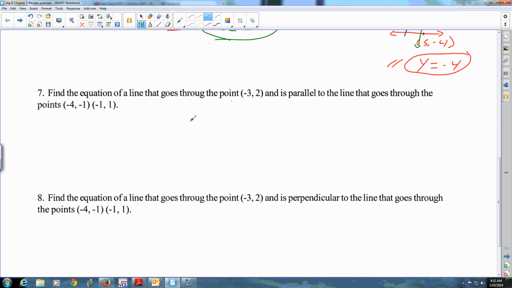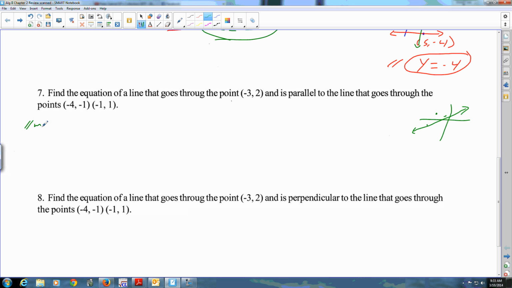Find the equation of a line that goes through the point negative 3, 2. You don't have to draw this. I'm just doing it to help you see it. Negative 3, 2. And it's parallel to the line that goes through these 2 points. And again, you don't need to draw this. I'm just doing it to help you. Negative 4, negative 1. And negative 1, 1. So here is the line that you're comparing everything to. And I want the equations that go through this point. Parallel to that line? Okay, parallel.